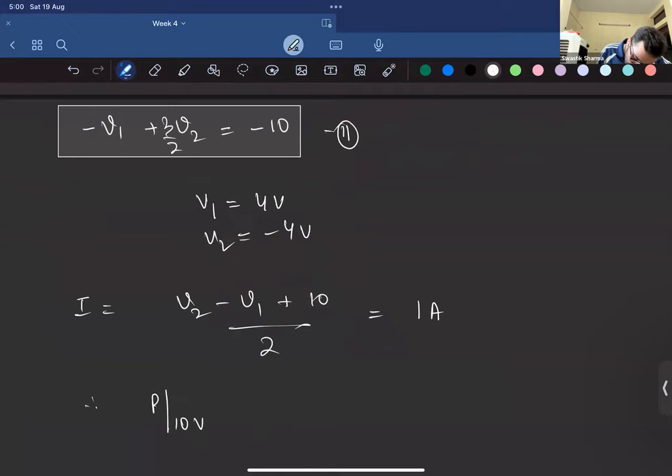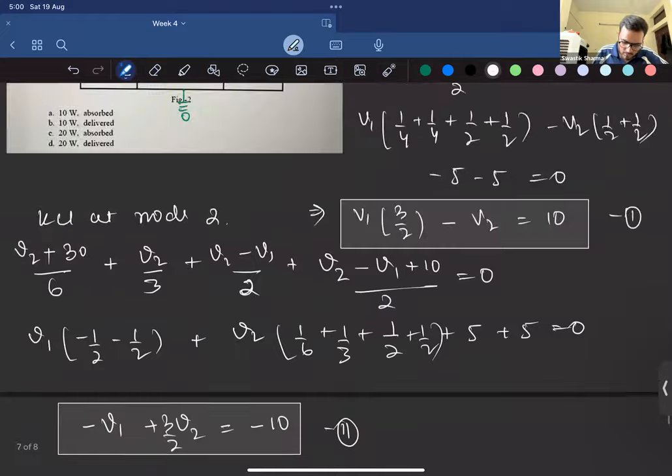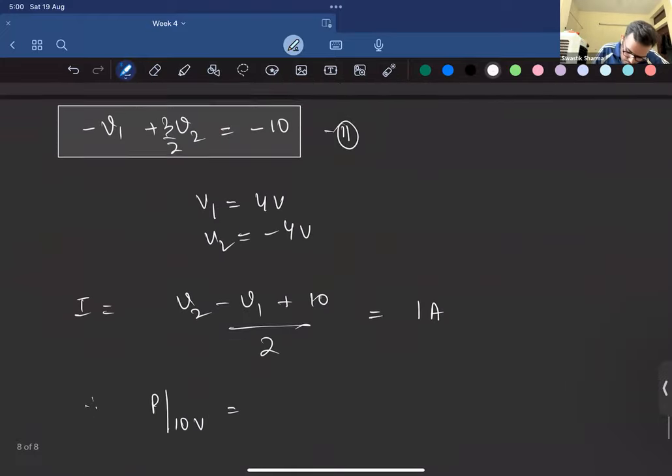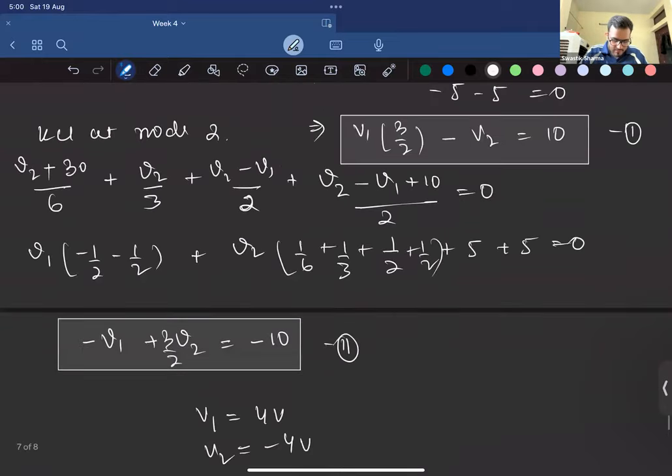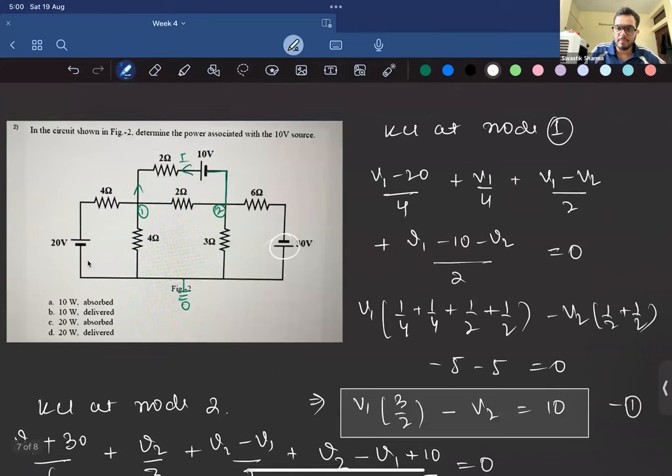So that means power supplied by the 10 volt voltage source is what? 1 into 10. And the direction of current that we chose is the direction of the current that we got, right? So that means this 10 volt source is supplying 10 watts of energy. So the answer would be 10 watt delivered.